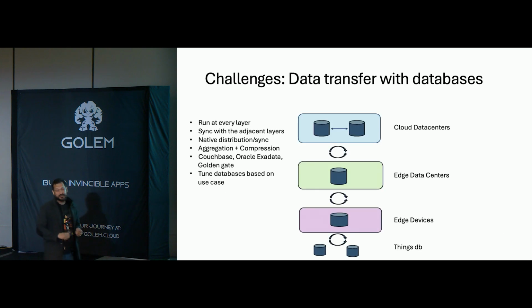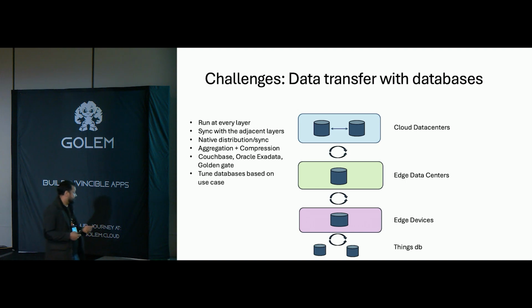Now, challenges with the structured data. If you're running applications, you have databases. How do you sync these databases? The requirement for edge computing scenarios and the databases used in these is that they should typically run at every single layer. If you have an application at every layer, there has to be a database, and you should be able to sync between those layers. So your database needs to have an automatic sync capability. Most of these databases have it, but it depends on how you do that, right?